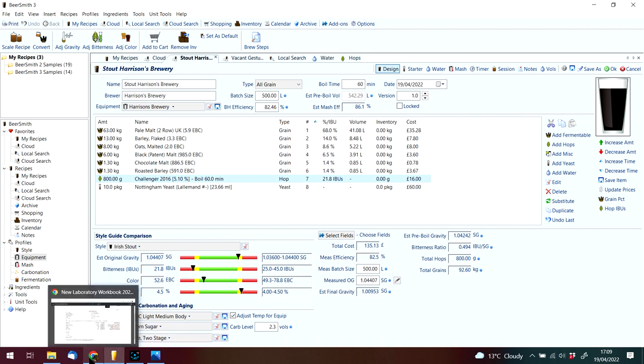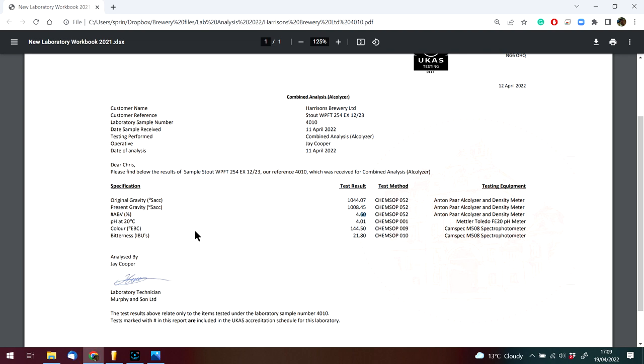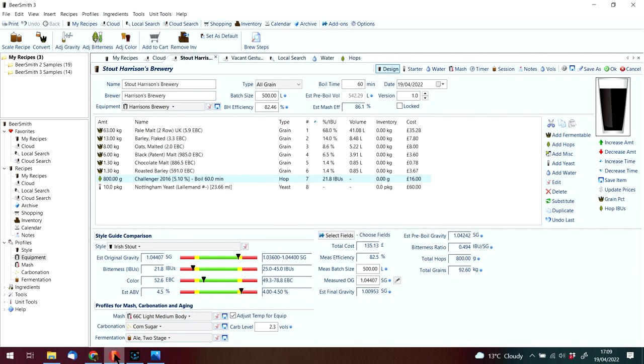So if we have a look at the Murphy's report, they're saying that our bitterness came in at 21.8 IBUs. So we go back to BeerSmith and we've now got 21.8 IBUs. That tells us that those hops that we used, and I'm going to make a note of it on my recipe sheet, were actually 5.1% alpha acid. So we didn't hit our target of 38.